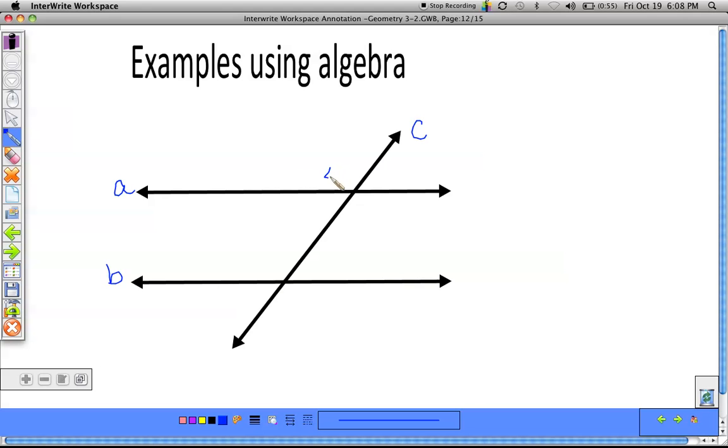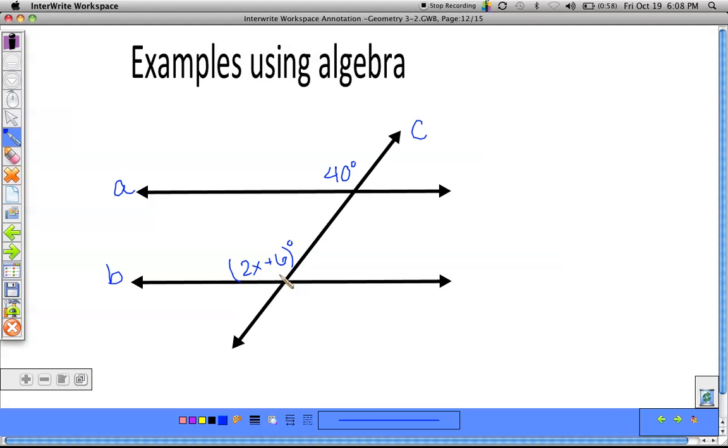So if I told you that this angle was 40 degrees and that this angle was 2x plus 6 degrees, how would you solve for x? And the question would read, find the value of x so that A and B are parallel.